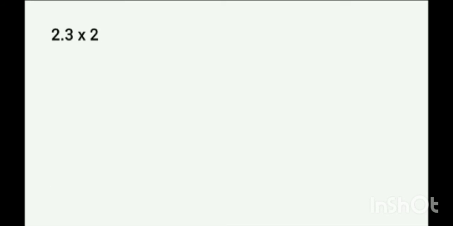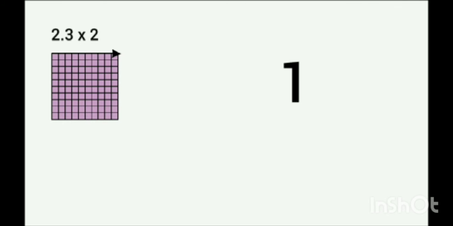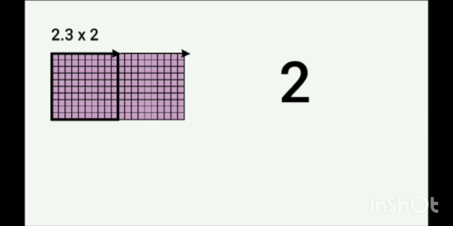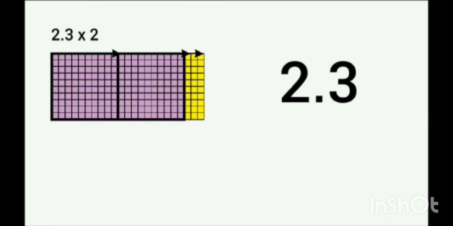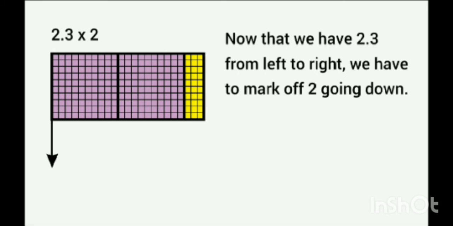All right, now we're going to multiply 2 and 3 tenths by 2. First, let's start with the width of our figure. So here we have 1, 2, and 3 tenths. All right, now because we use 2.3 to represent the width of our model, we have to use 2 to represent the length of our model.